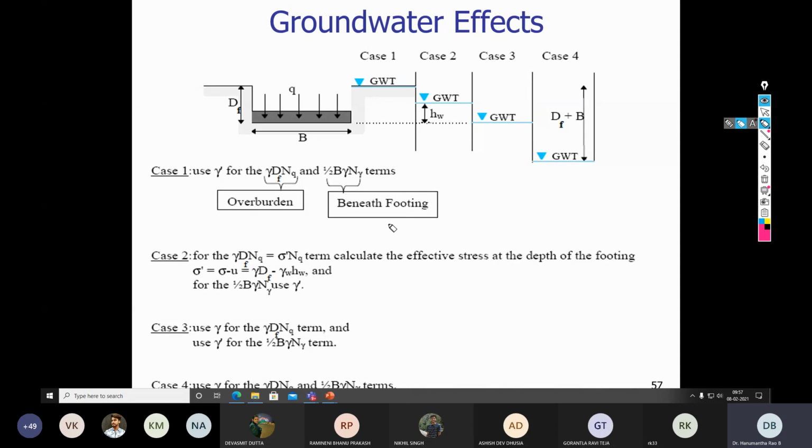Shall I stop it here or shall I continue? Okay, so let me discuss the groundwater effect in the next class. So I will stop it here.